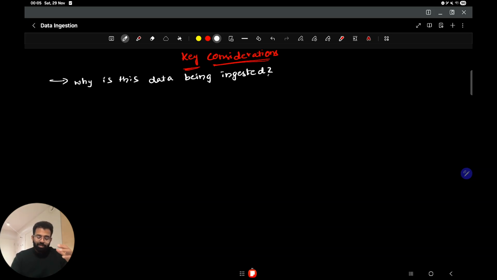So that's what I mean by intention drives the design. You should always get your intention right, understand why this data is being ingested and whom it is going to serve, and then take your approach accordingly. The second thing you need to understand is what freshness is acceptable.